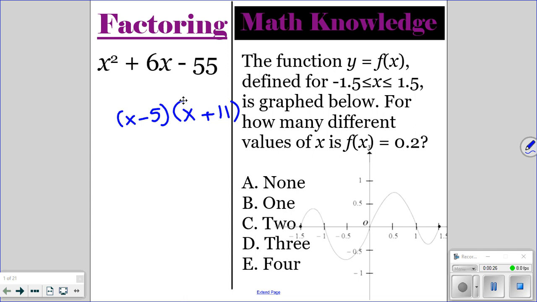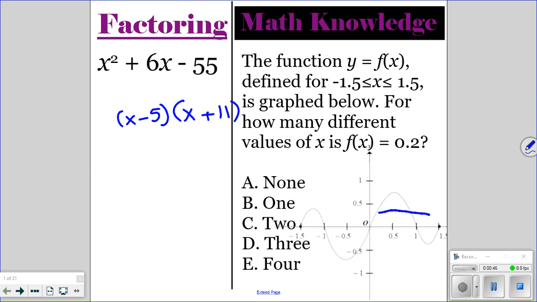For the math knowledge question, it asks how many different values does it equal 0.2? 0.2 is approximately right here. Here's 1 up here, here's a half. 0.2 is here. This is the y value. So we're looking on the y-axis.